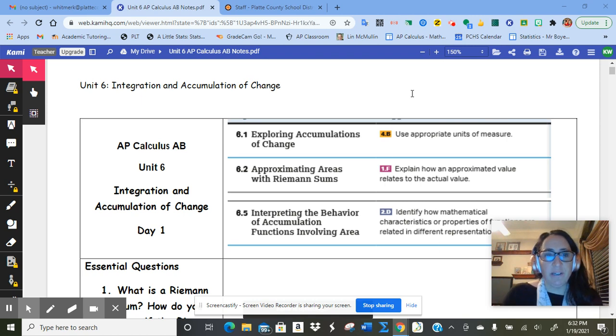Okay, so we are in Unit 6 and we are finally going to learn about integration. So super cool. And the first way we're going to start looking at integration is by adding up things that could approximate what an area is going to be under a curve to the x-axis.